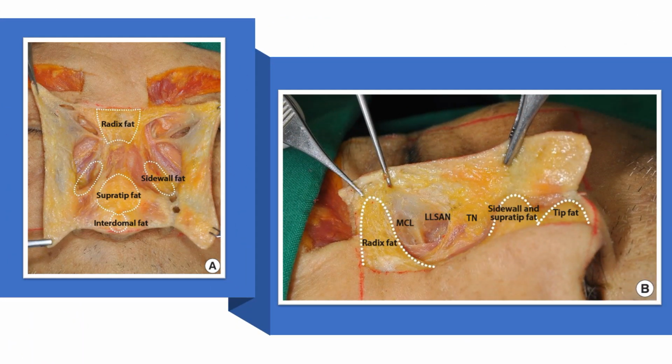The superficial fatty layer is thickest at the nasal radix and thinnest at the rhinion. The fat pad of the nasal radix is located over the procerus and extends laterally to the medial brow and depressor supercilii. The fat pad of the supertip and sidewall is densely attached to the dermis. The interdomal fat pad is located caudally from the supertip fat and between both medial and middle crura.